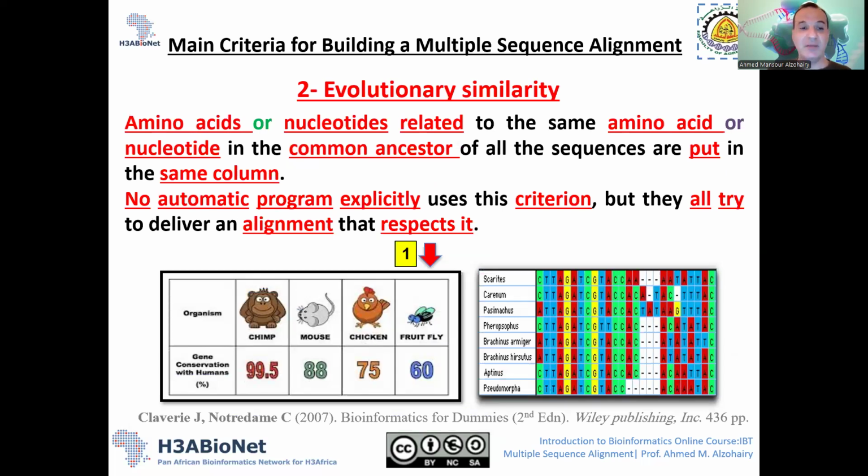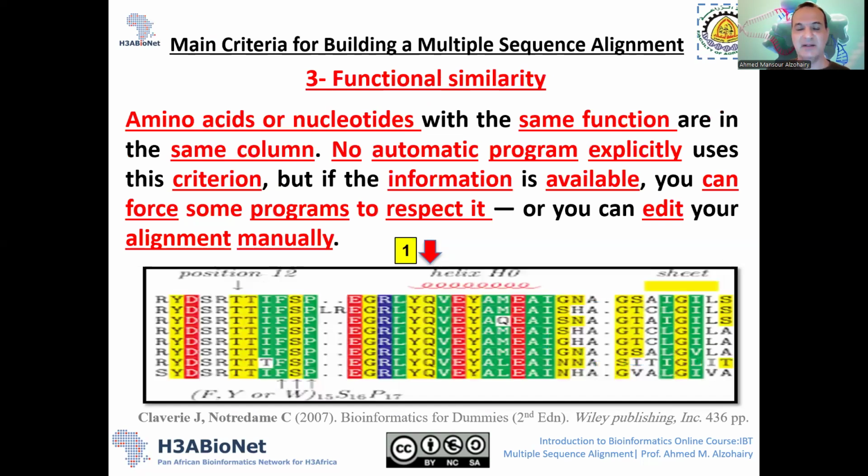Also, if you have amino acids or nucleotides in the same column in this common ancestor of all sequences, this can also give us an indication that there is evolutionary similarity. And we also have other programs that respect this criteria. Number three is functional similarity.